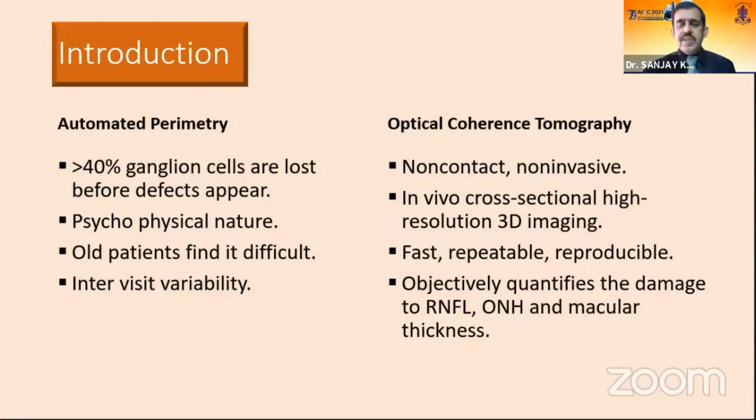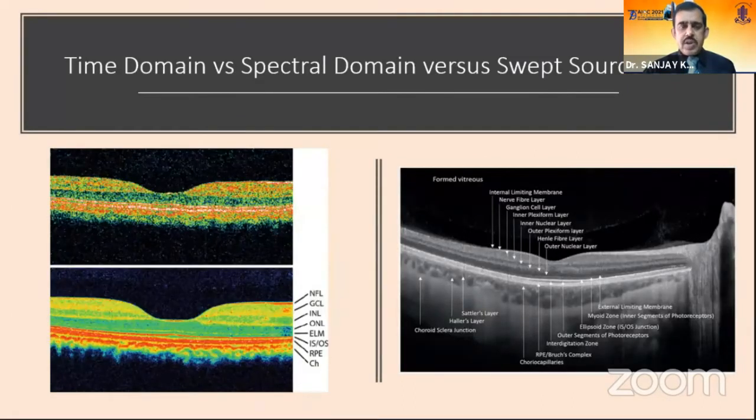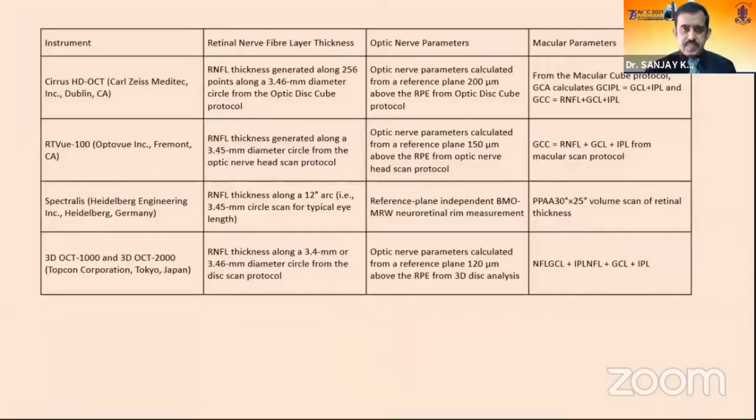Optical coherence tomography plays an important role over here. It's a non-contact, non-invasive, high-resolution 3D imaging. It objectively quantifies the RNFL, optic nerve head, and the macular thickness. Time domain is obsolete. Our talk will be focusing on spectral domain OCT. Swept source is the future of the OCT.